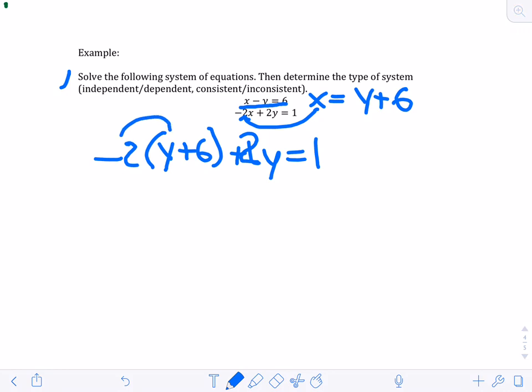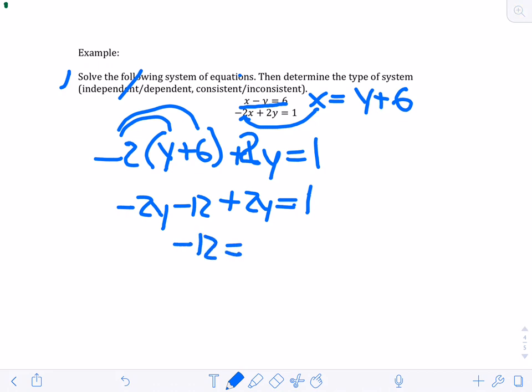We distribute our negative 2 and we get negative 2y minus 12 plus 2y is equal to 1. Now, we collect our like terms, but when we do that, we see that negative 2y plus 2y is going to give us 0y, so we're just left with negative 12 is equal to 1. Now, hopefully most of you are saying that is complete nonsense and that doesn't make any sense. Negative 12 doesn't equal 1, negative 12 equals negative 12, and 1 equals 1.